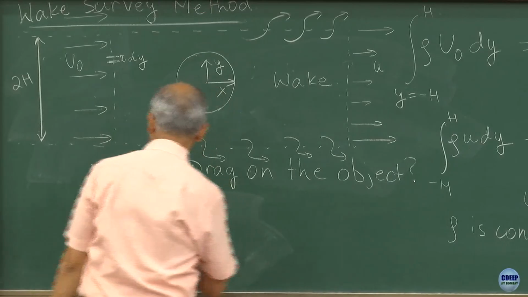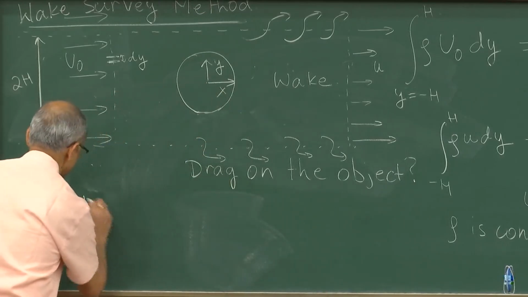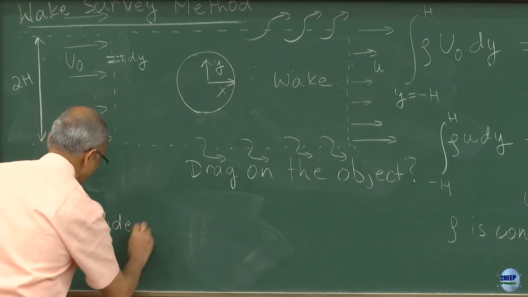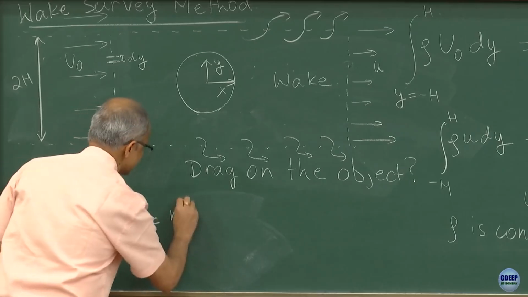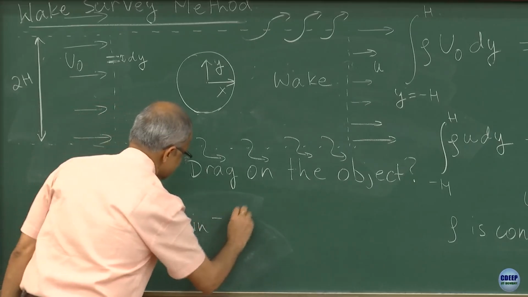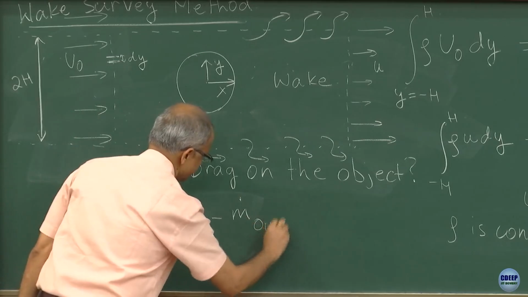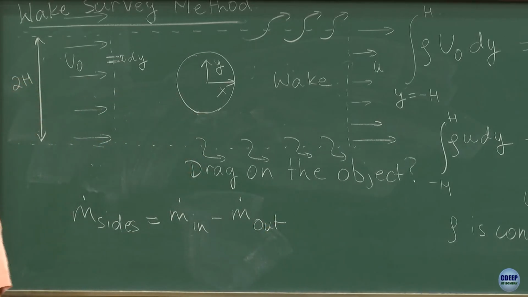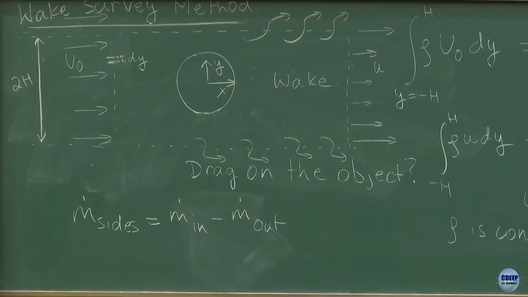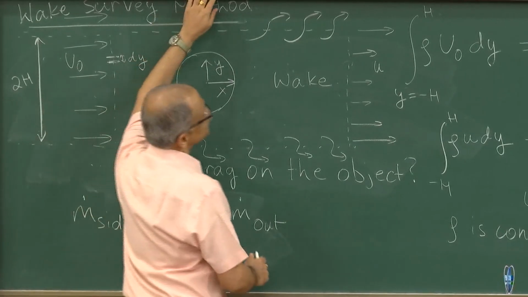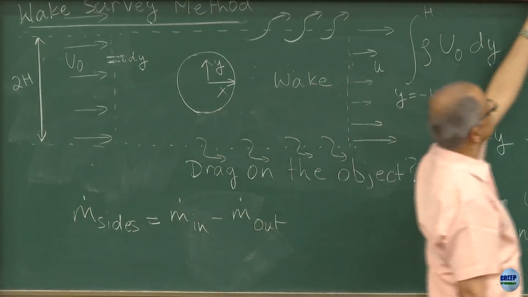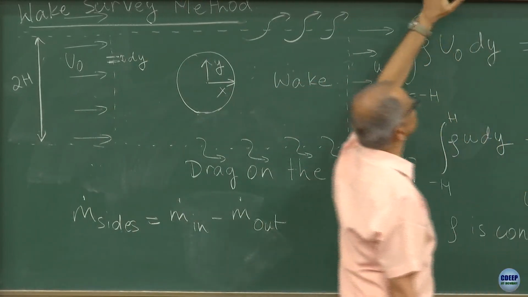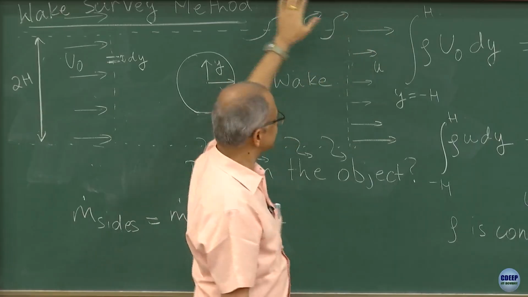So how much mass is going from the sides? M dot from the side is equal to m dot which is coming in minus m dot which is going out. Okay, everybody with me? So you can see that this equation, as we said, the term is only one, but there are enough complications in here.